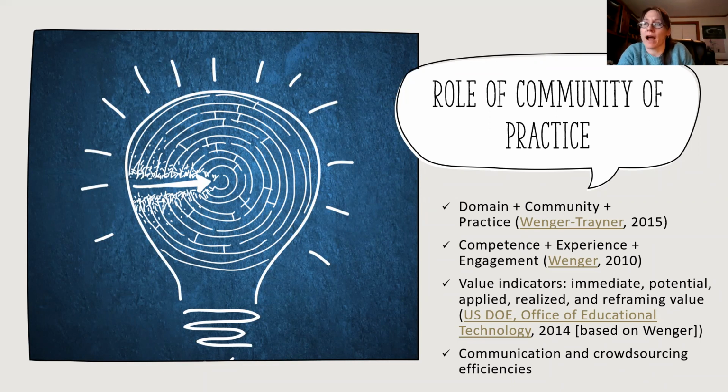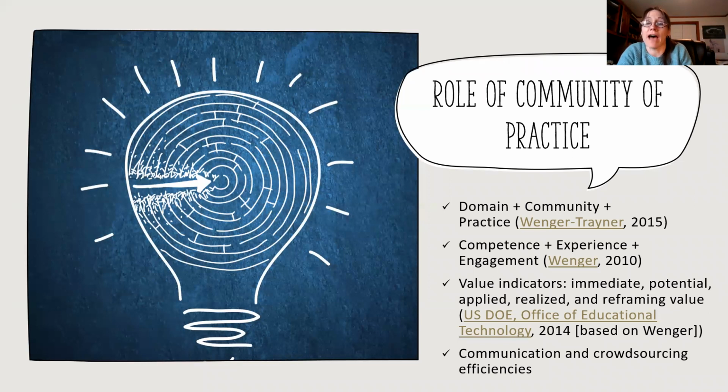For a community of practice, as conceptualized by Wenger-Trainer, the three elements are the domain, the community, and the practice. The domain is the subject or the shared interest. The community is the sense of relationship that's created through interaction. And the practice is what Wenger calls a repertoire of resources that are developed over time.